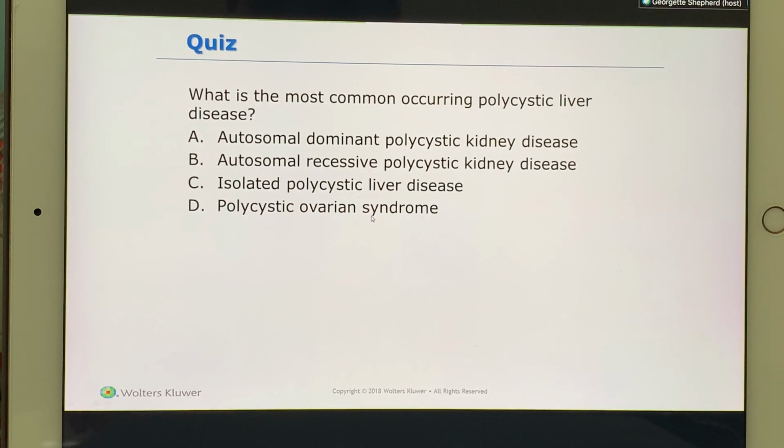What is PCOS? There are many cysts in the ovary. This is where we have a ring of pearls around our ovary, and it's not unusual for PCOS that you have cysts in the ovary, the liver, and the spleen.